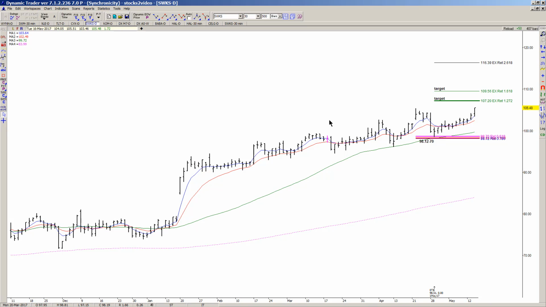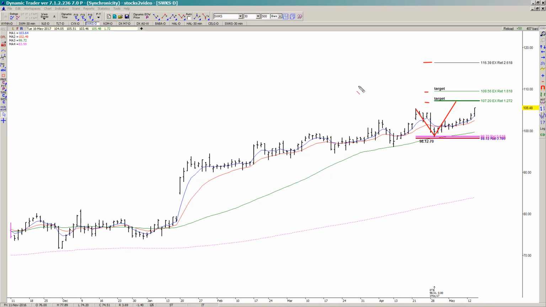But what's happening here is we're heading towards the initial upside target. And the initial upside target off of this is going to be the 1272 extension of the swing into the zone, which means 107.20 is target number 1, 109.56 would be target number 2, and if you get really lucky, target number 3 is 116.39.